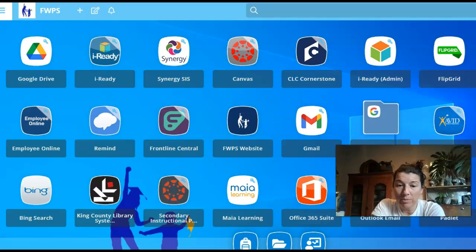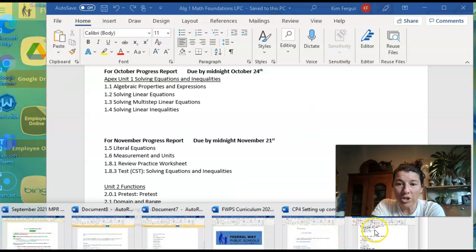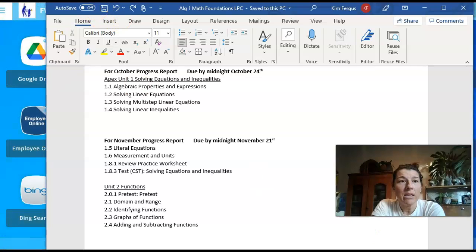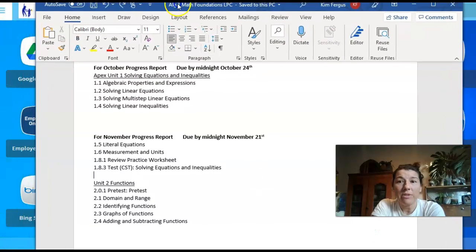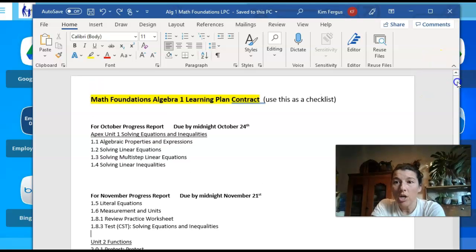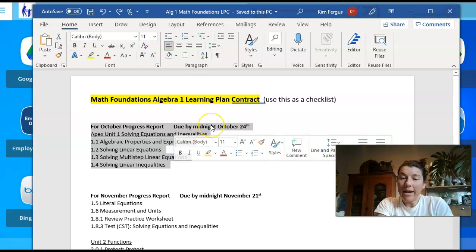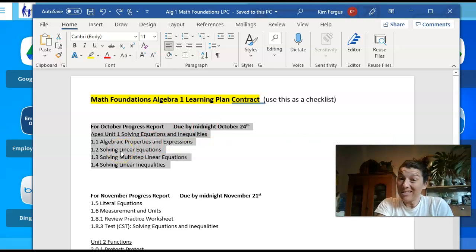How do you know what you are supposed to be working on? When you received an email from me that you were working on the Math Foundations version of Algebra 1, you also received a learning plan contract. This outlines what you should be completing each month. There are 2 lessons per week to be completing. So for October progress report, due by midnight on October 24th, which is a Sunday, these 4 lessons are done. These lessons are done when you pass the quiz on every single one with a 70% or higher.